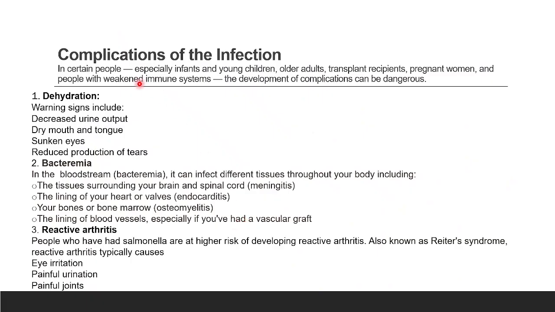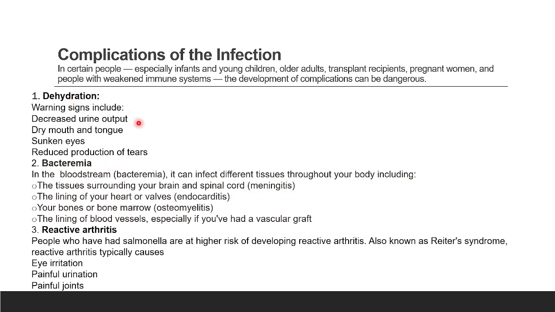Now complications. Especially infants, young children, older adults, transplant recipients, pregnant women, and people with a weakened immune system could develop complications. Generally salmonellosis recovers within 3 to 5 days, but sometimes a person with low immunity can get the infection complicated. So what happens during this time? Dehydration is the first. Second is bacteremia. Third is reactive arthritis.